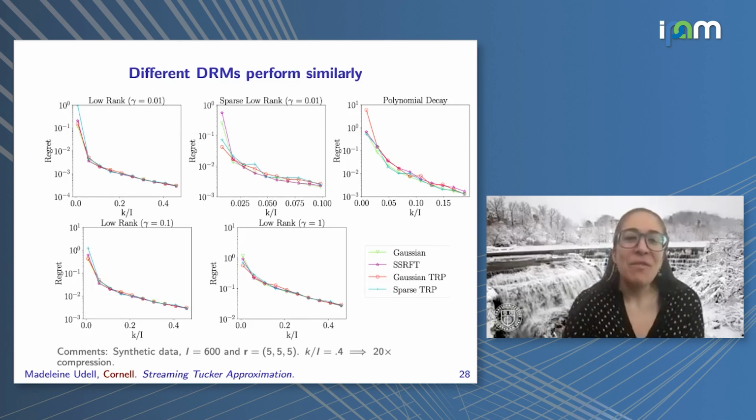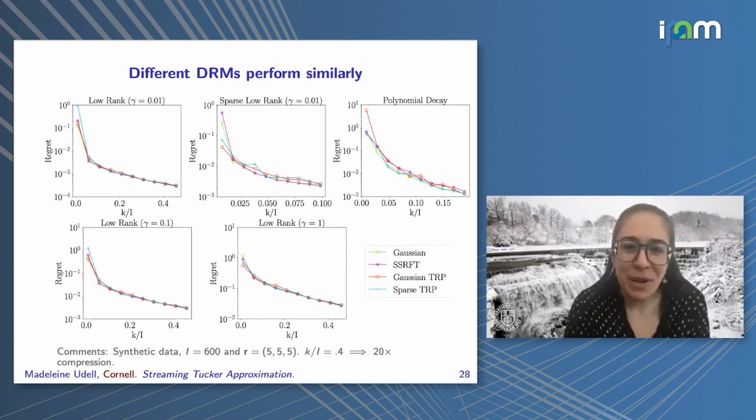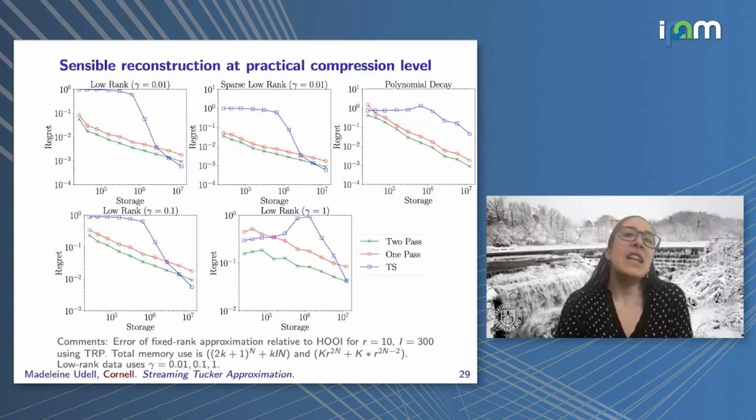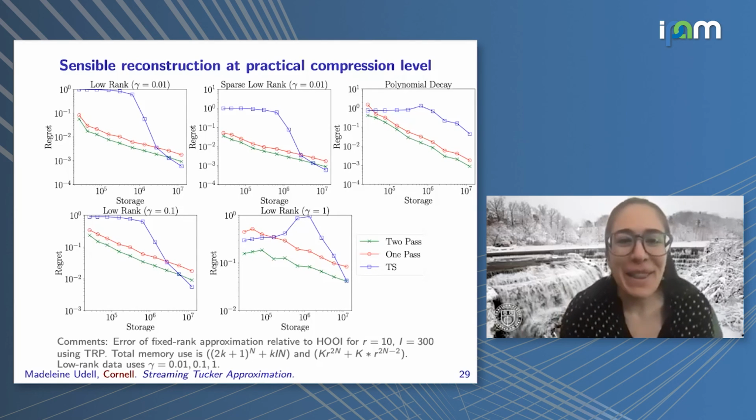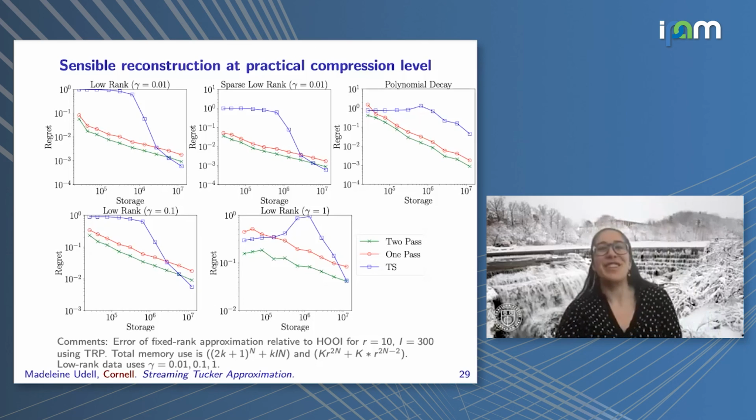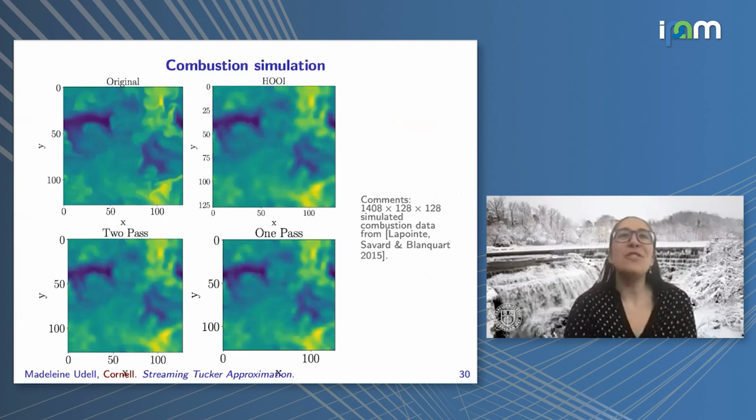If you use different dimension reduction maps, essentially they all perform the same. So you can just go with the cheapest one, which is quite cheap: the sparse tensor random projection. The result basically gives you sensible reconstructions at practical compression levels. So it's actually a practical algorithm. Despite the organization of my talk, it's not just theoretical. Let me show you some pictures.